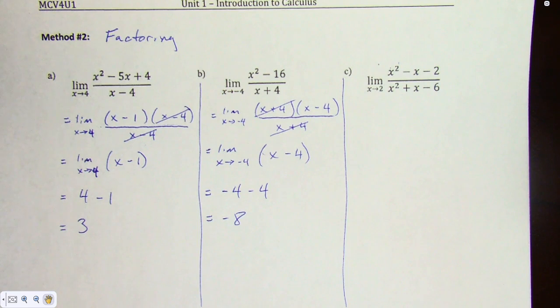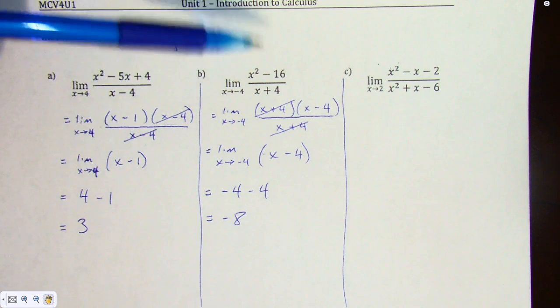Okay? And because there is no fraction anymore, there's nothing to worry about for direct substitution at this point. So we can just sub in the 4, and we find that our answer is 4 minus 1, or 3. Okay? And that's it. So if we move on to the next one, this is the exact same idea.